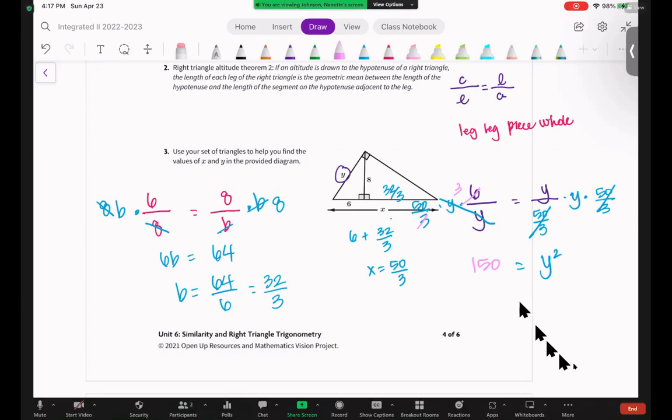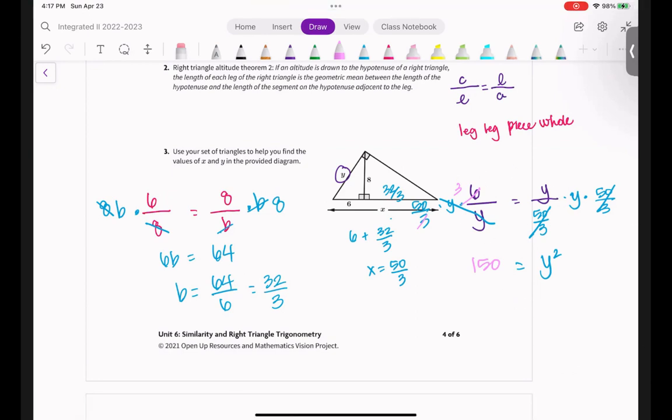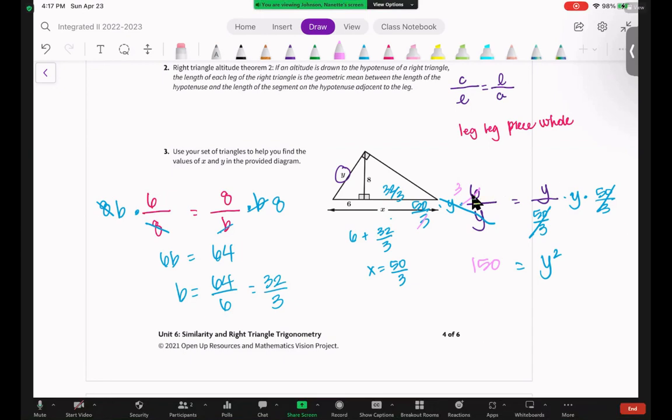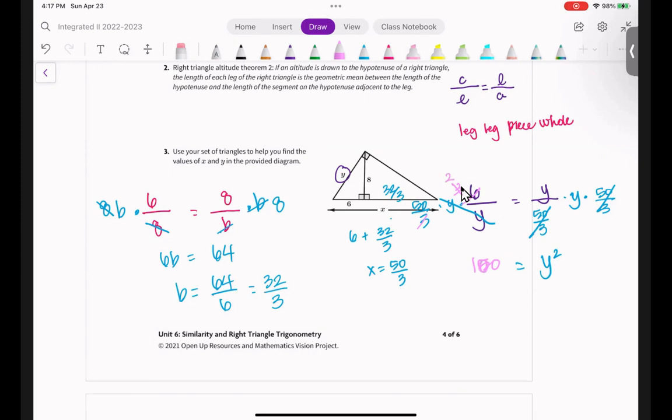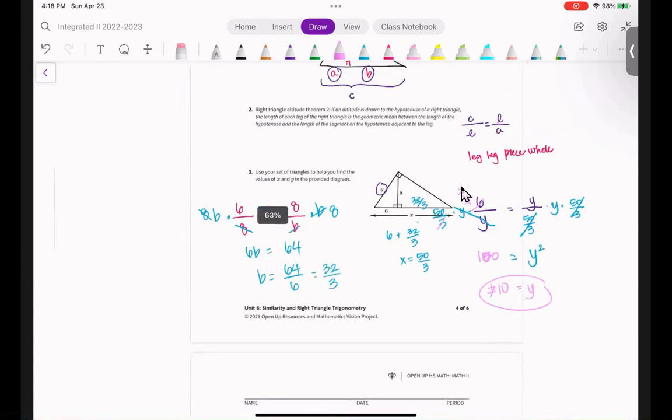Let me do that right. Hold on a second. Let me check my math. All right, I multiplied wrong. 6 divided by 3 is 2, not 3. So this is 100. So that means y equals plus or minus 10. But notice that y is the length of a side, so there's no way you could be negative 10, so y is 10.